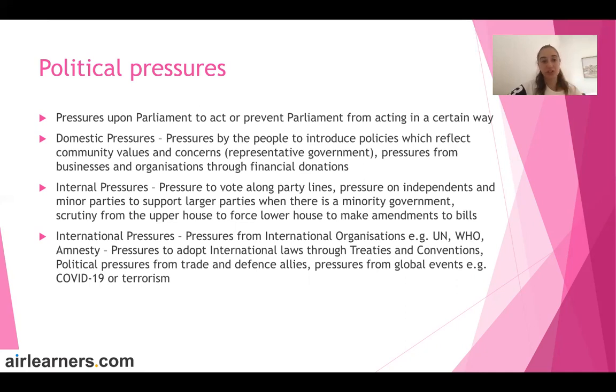The third type of political pressures are international pressures, and these are pressures from international organisations such as the UN, World Health Organization, or Amnesty International in regards to human rights issues, and they would put pressure on Australia to adhere to our international obligations and improve our adherence to international law. There's also political pressures from other countries that we trade with or are in defence agreements with, and pressures from global events such as coronavirus or terrorism that would encourage changes in our domestic law in order to reflect the current political climate throughout the globe.